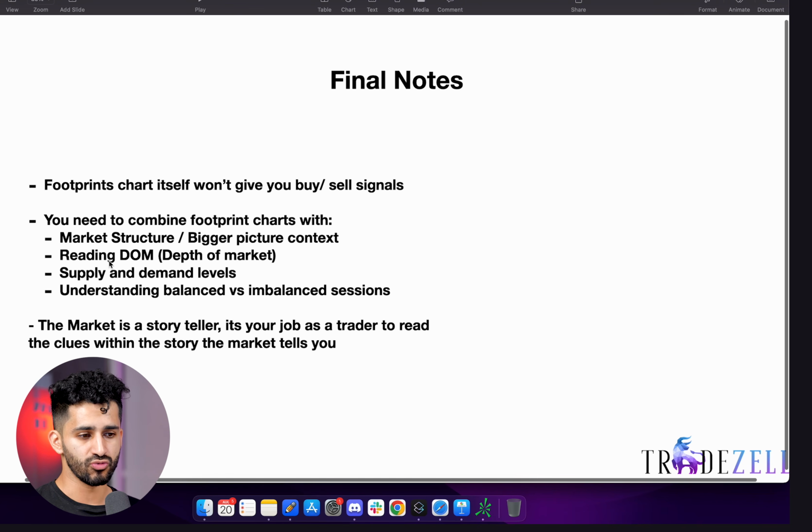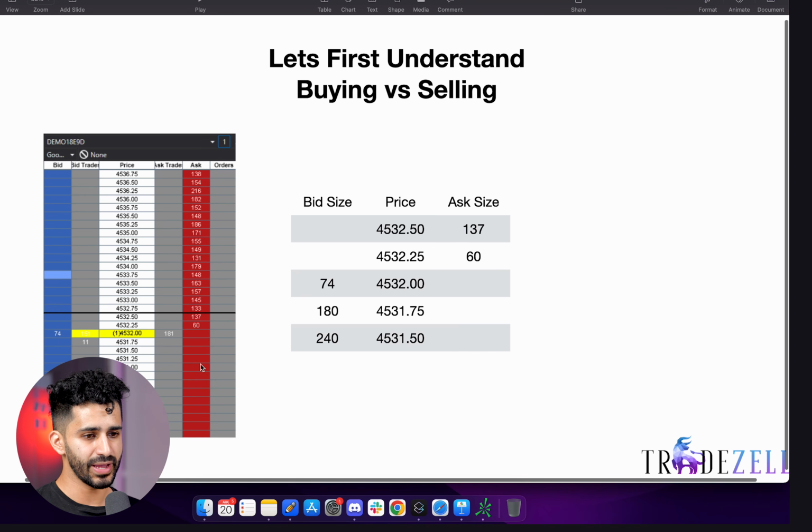You have to be able to read the depth of market. This is something I pay attention to a lot. And if you guys want a video on this, let me know down in the comments, if this is something you'd like me to break down.